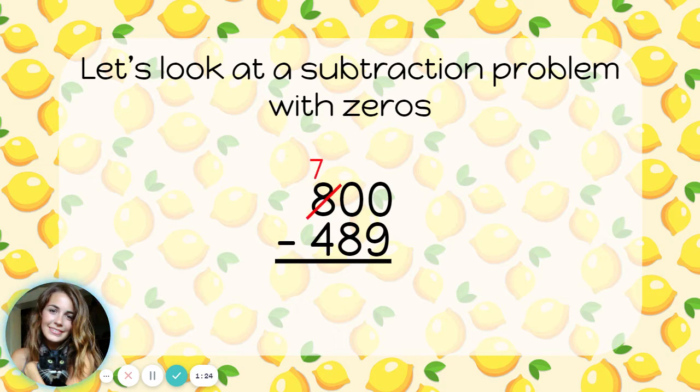So I'm going to take away a group of 100. I had an 8 in the hundreds place, and now I only have 7 hundreds. And when I move a group of 100 into the tens place, that's worth 10 tens. Now I have something in the tens place to take from. I can take away a group of 10 and move it over into the ones place. Now I have 10 ones. Now I can subtract. 10 minus 9 is 1. 9 minus 8 is 1. And 7 minus 4 is 3.